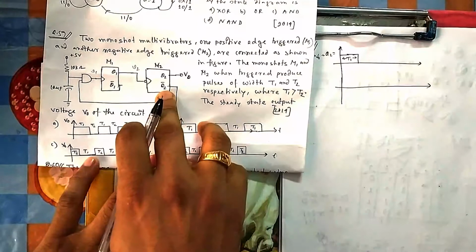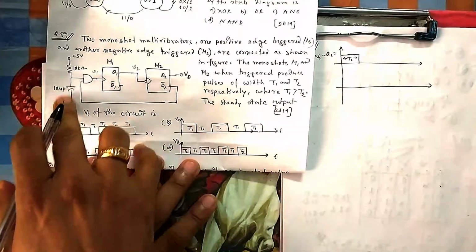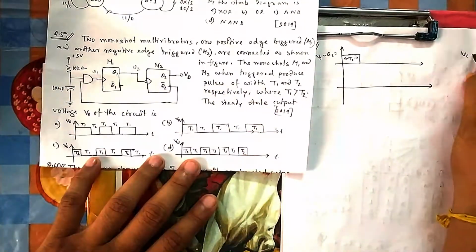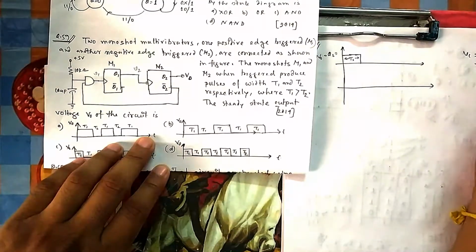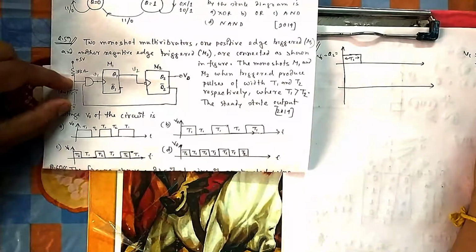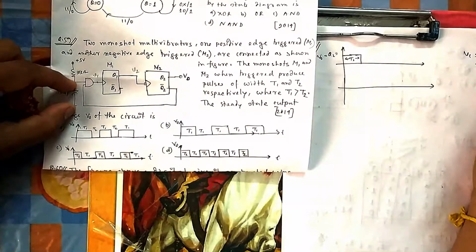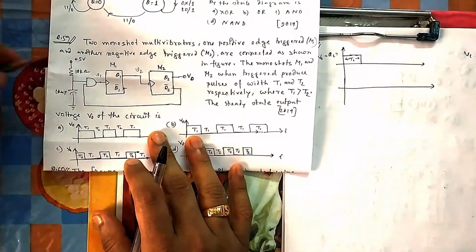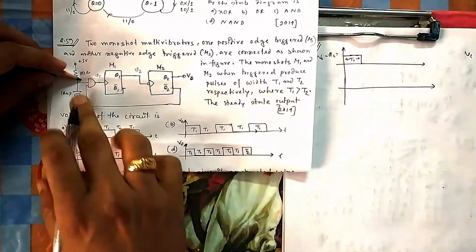Once it comes to 0, Q2 bar will be 1. What is the voltage here? This capacitor voltage V2. Because it is an RC circuit, it will charge to this voltage. After some time it will be fully charged. There is no discharge path, so it will always remain at this voltage. So this side is always 1, and now you are getting this one as 1 after this becomes 0.